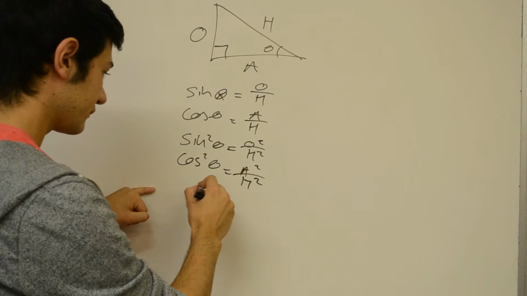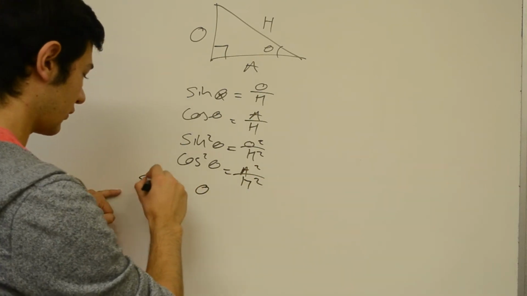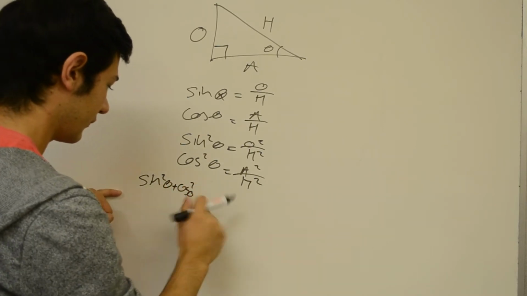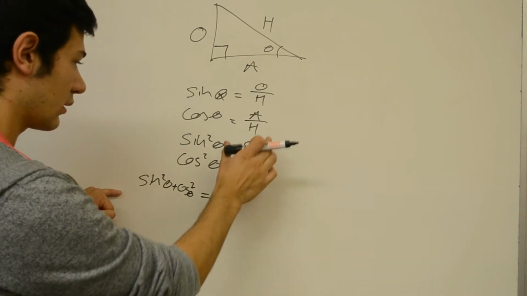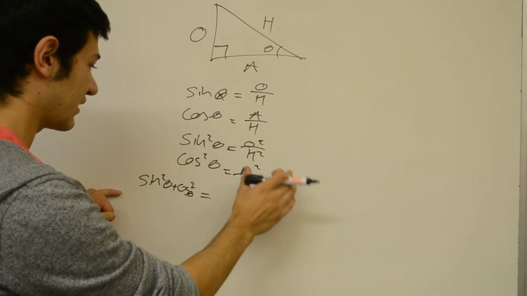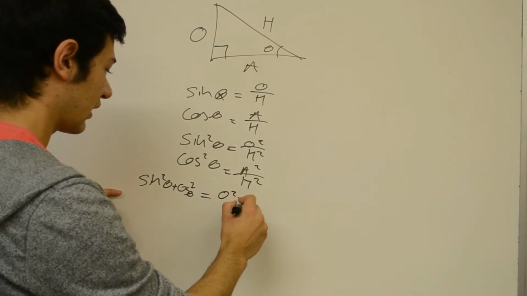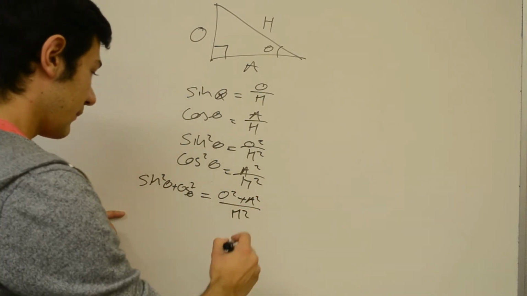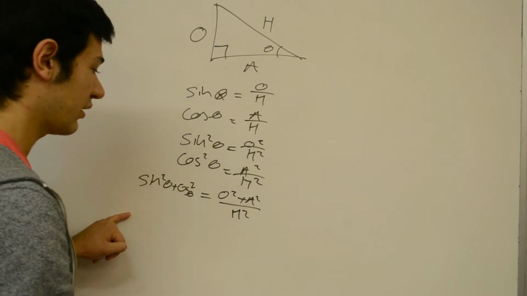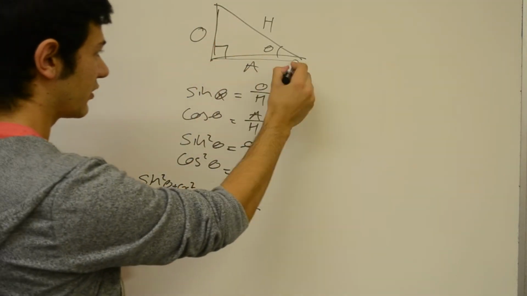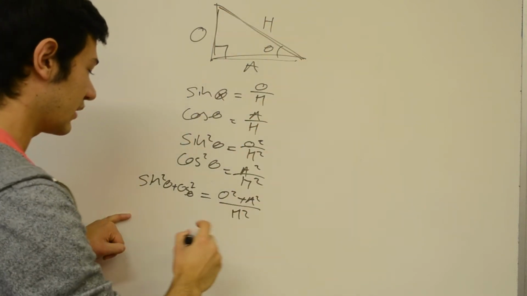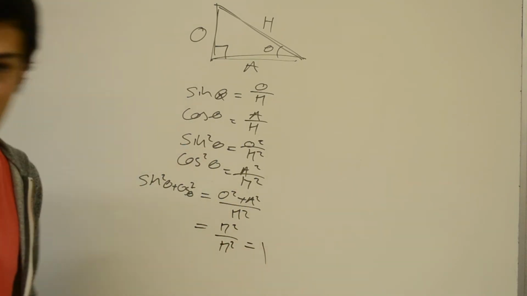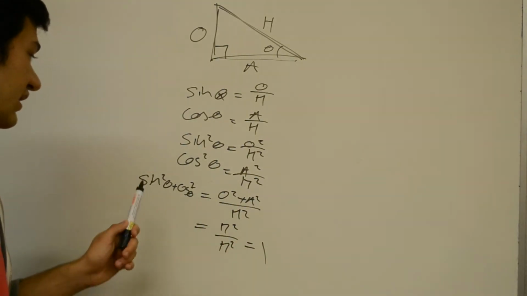And if we add them together, sine squared plus cosine squared equals the opposite squared over the hypotenuse squared plus the adjacent squared over the hypotenuse squared. So O squared plus A squared, and then we can put them together because they've got the same denominator. From the Pythagorean theorem, the opposite squared plus the adjacent squared is equal to the hypotenuse squared. So then we get the hypotenuse squared over the hypotenuse squared, which is equal to 1. So that is the proof of sine squared plus cosine squared equals 1.